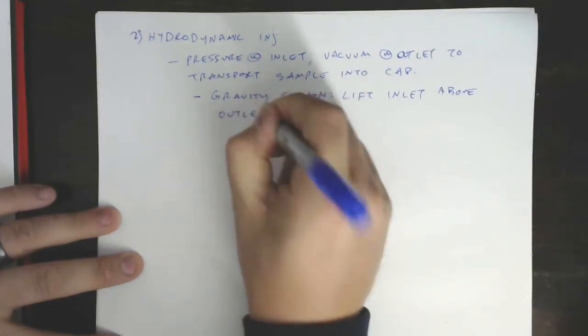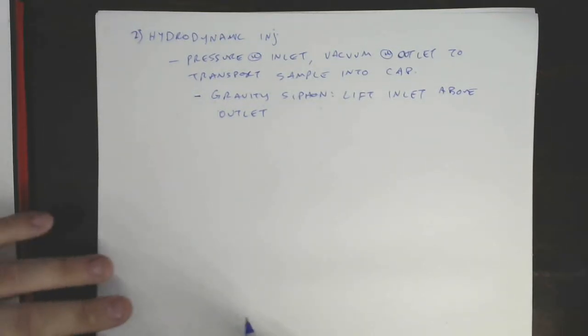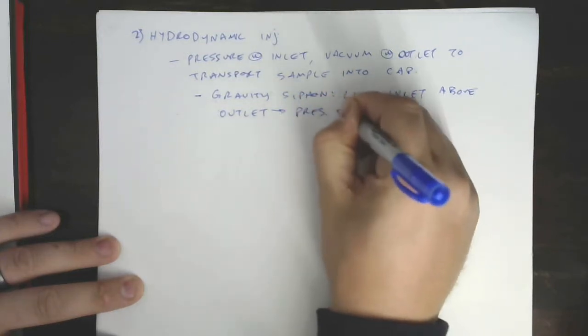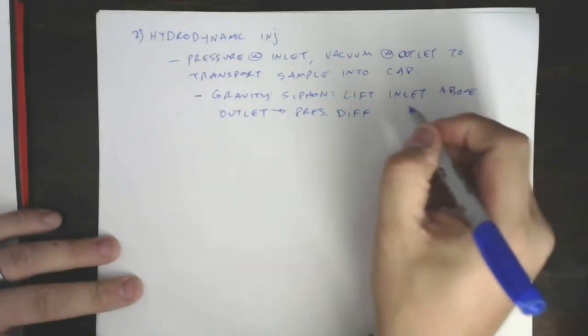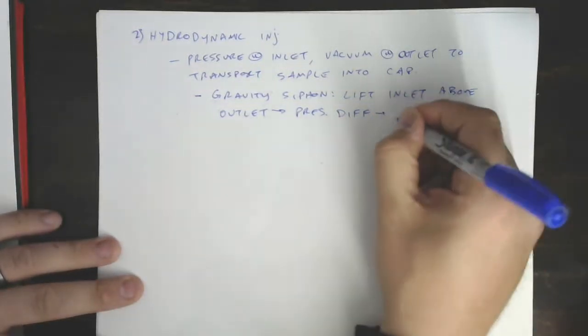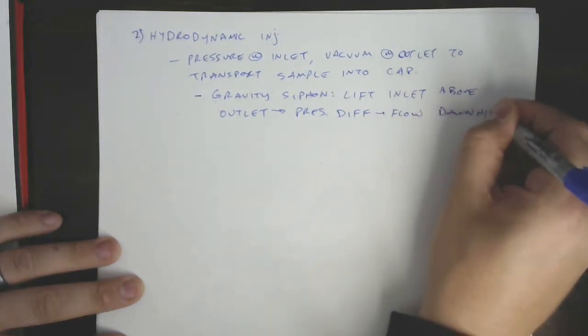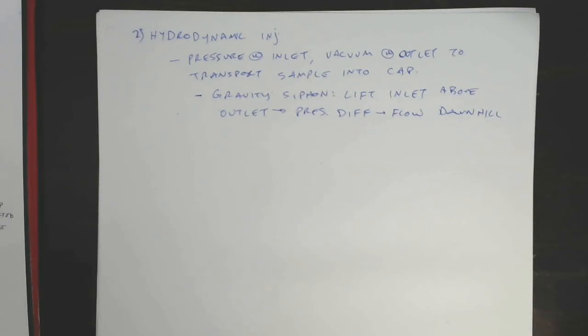And what will happen is, because the outlet is at a lower level, there'll be a pressure differential. So that causes a pressure difference between the inlet and outlet, and that causes things to flow downhill. So a little bit of sample flows into the capillary, right? So flow downhill. Okay, so that's the simple way of getting a hydrodynamic injection.